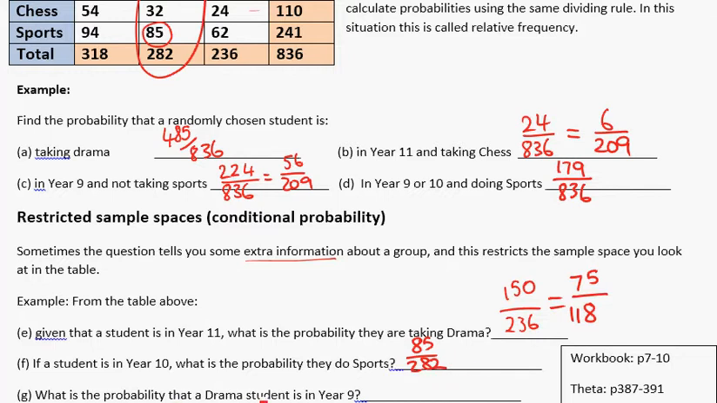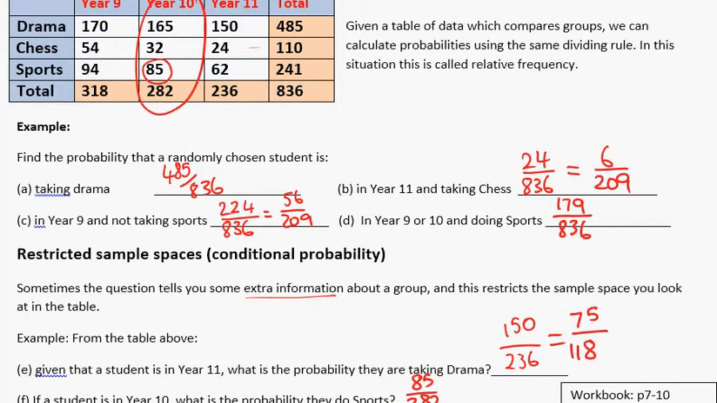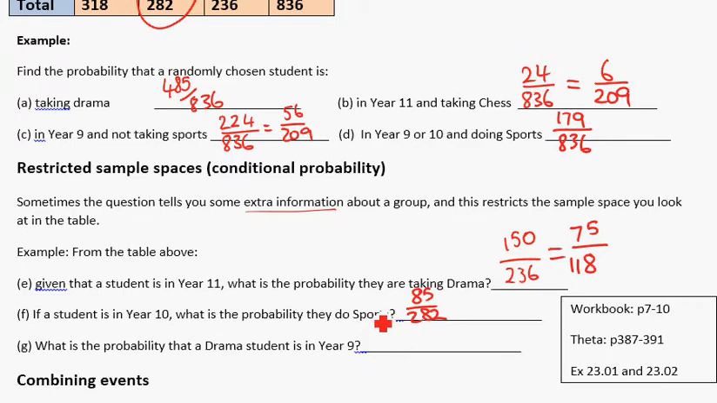Looking at the last one, what's the probability that a drama student is in year 9? So the implication in the question is that we've just got the drama students in front of us. We want to know what's the probability one of them is in year 9. So out of the 485 drama students in front of us, we want to know what's the probability of, if I chose one, that the student I chose was in year 9. So that would be 170 out of 485. That should simplify too.